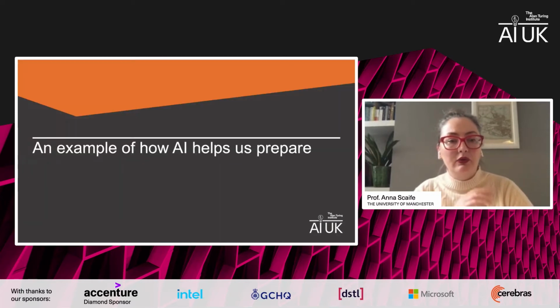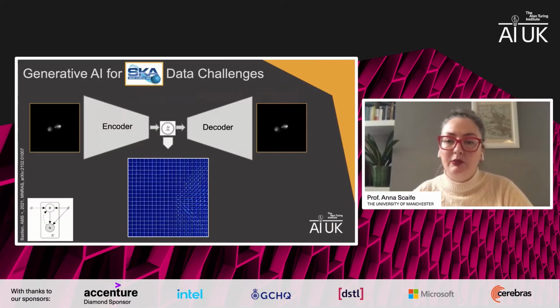And then just one small extra example, which is about how AI can help us prepare for telescopes like the SKA. And this is using generative AI to produce data challenges that astronomers can use to acclimatize to the volumes of data that the SKA will produce. So in this case, we've been looking at encoders and variations; this one is from a paper on variational autoencoders for producing synthetic populations of radio galaxies that astronomers can use to test out their algorithms before we get the real data from the telescope.